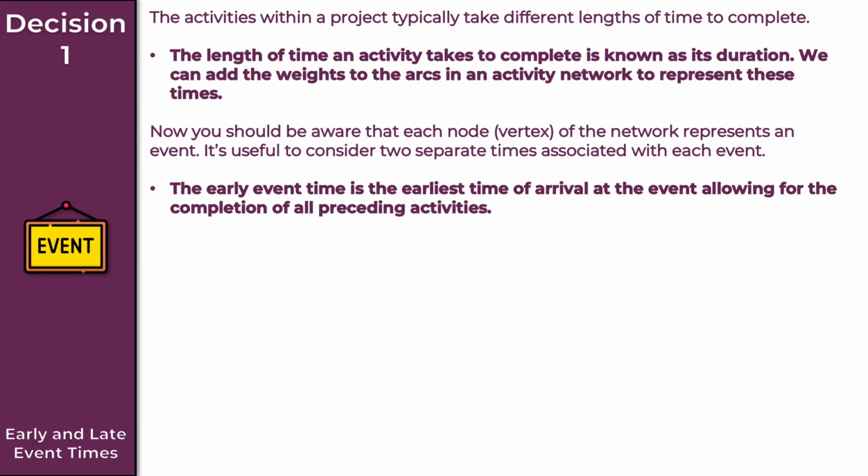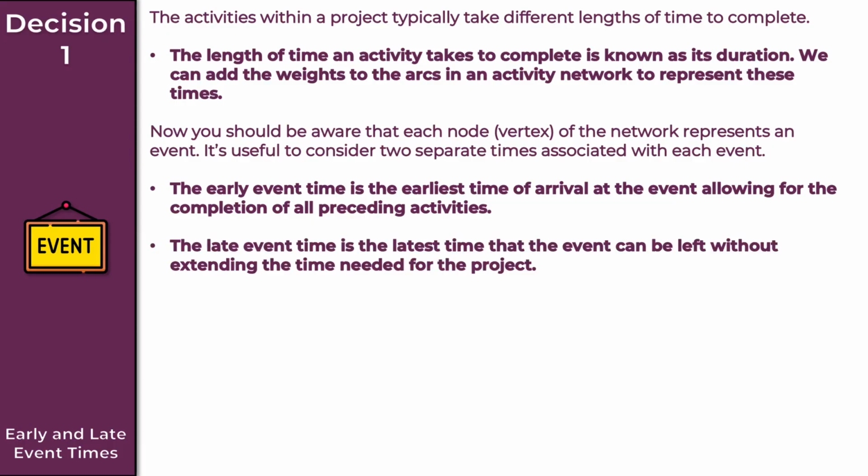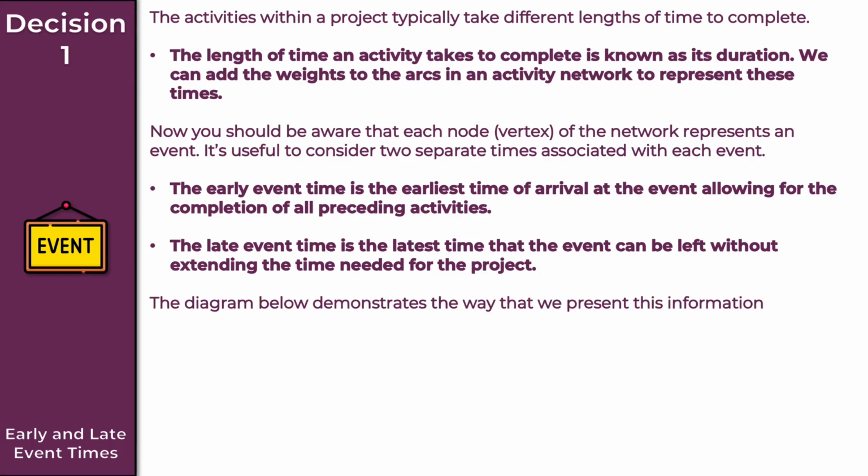Now the early event time is the earliest time of arrival at the event, allowing for the completion of all preceding activities. And we've also got the late event time. So the late event time is the latest time that the event can be left without extending the time needed for the project. Now the diagram below demonstrates the way that we present this information.